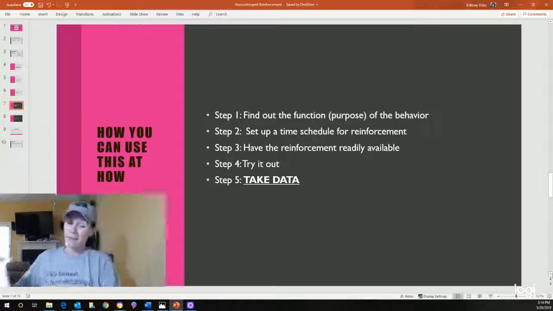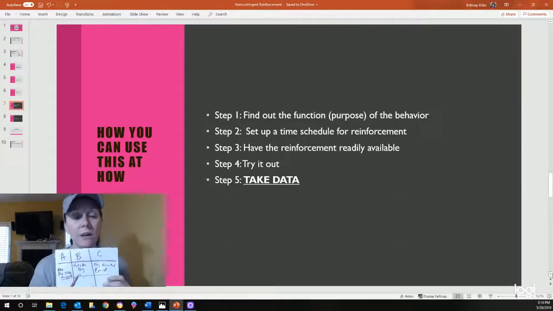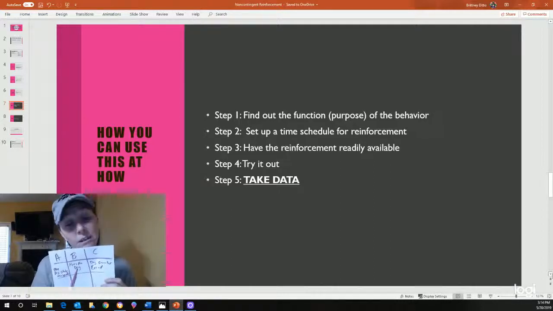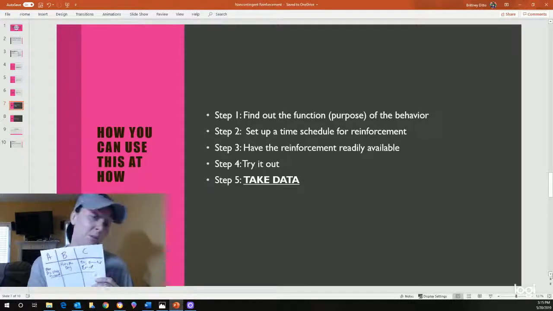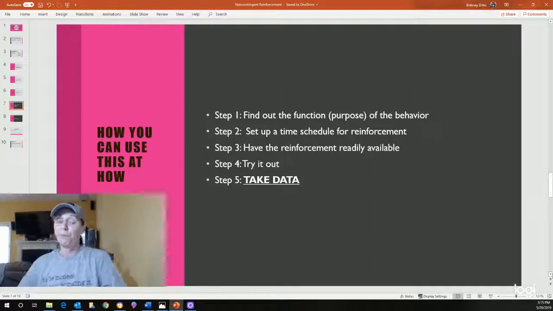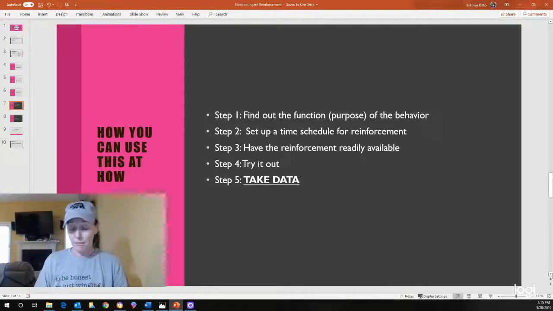So that would be your ABC. The dog stole his chicken nugget, he hit the dog, so the dog growled at him, and then Brendan cried. So that would be my ABC data for that particular item.